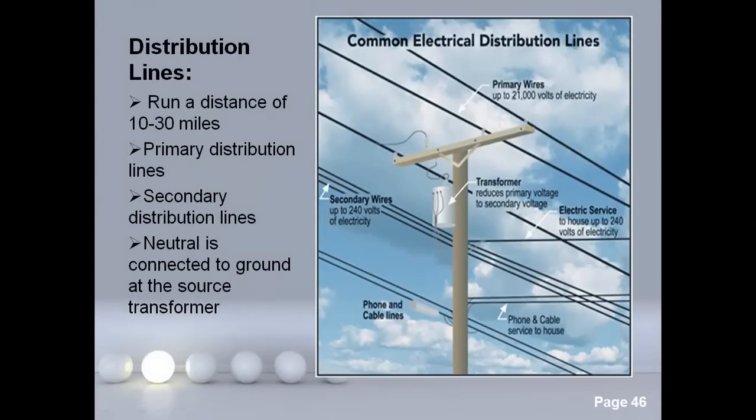Now the protection of distribution lines. Actually the distribution lines run at a distance of 10 to 30 miles. Primary distribution lines are delta connected, whereas secondary distribution lines are Y connected.